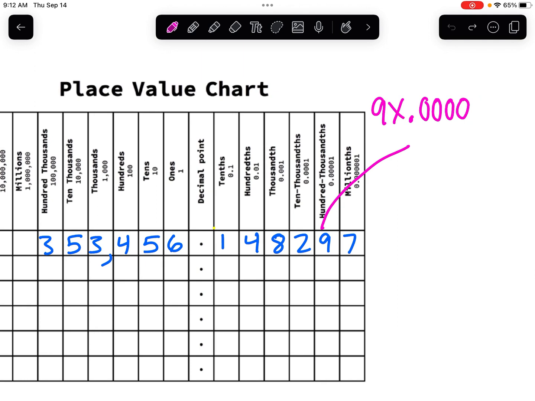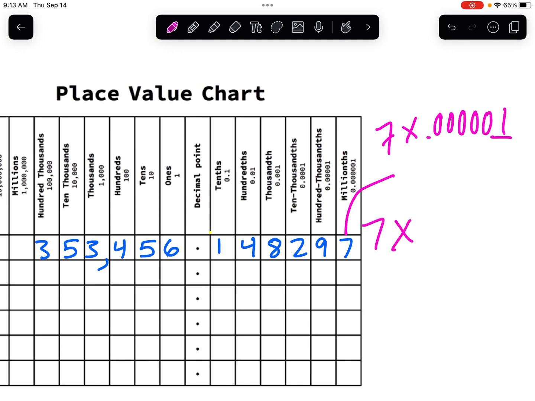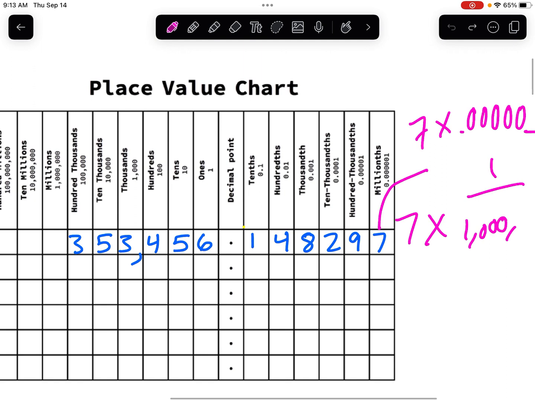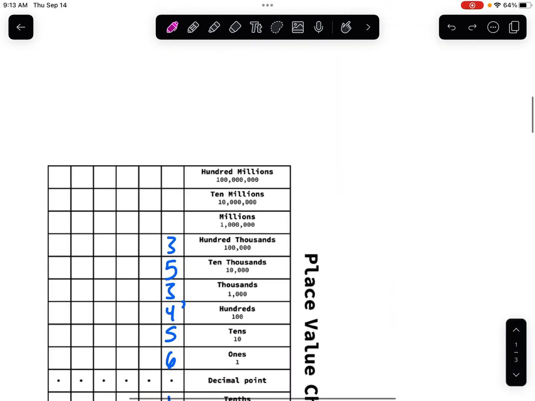Now let's go on to this last one, which is the millionths one. We've got 7 in the millionths place, which is the same as 7 times, okay, let's do it, tenths, hundredths, thousandths, 10,000ths, 100,000ths, millionths. Same as 7 times 1 over 1 million. I think you've got the idea by now, right? But again, if you don't, we're going to keep practicing it.